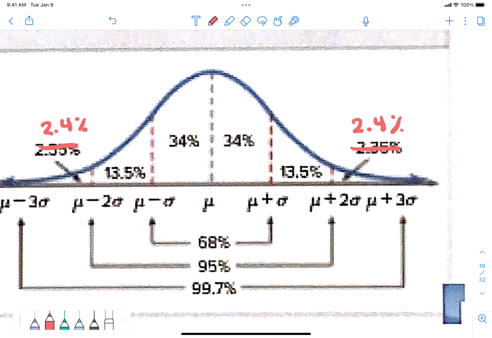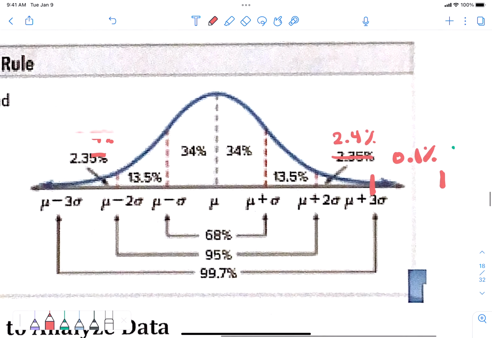Just on your notes should say 2.4. And then you have another section that the empirical rule has that is 0.1%. Okay? So if you want to fix your notes, you can, but this is how it's written on the empirical rule. They just round differently, which is fine.